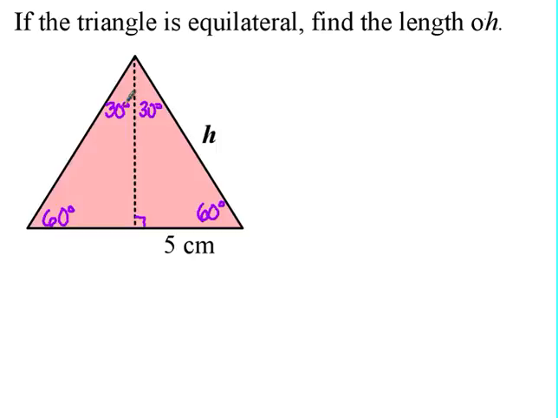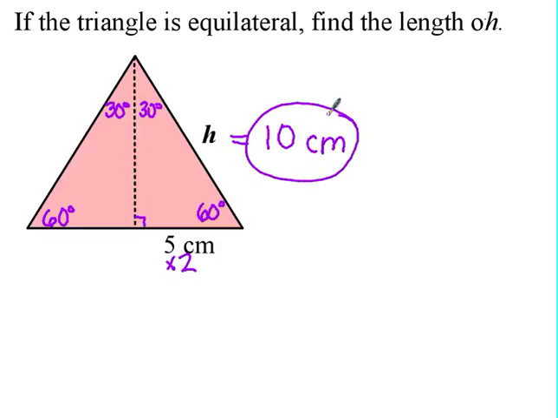So what is h? 10. Because in a 30, 60, 90 triangle, the side opposite the right angle is always double the side opposite 30 degrees. So here what I'm going to do is take 5 times 2. So h equals 10 centimeters.